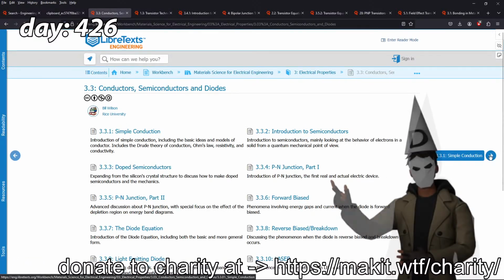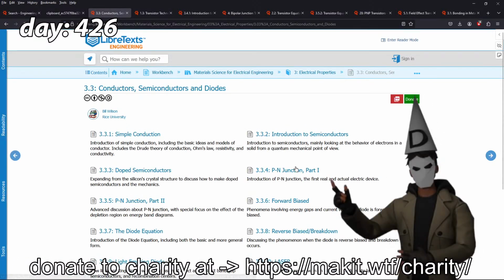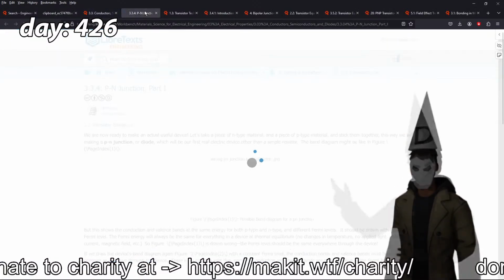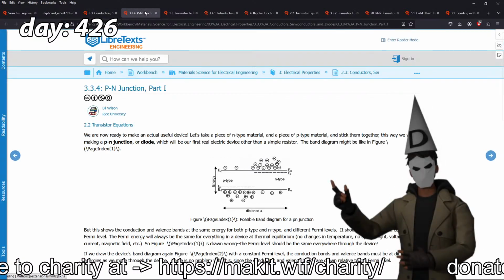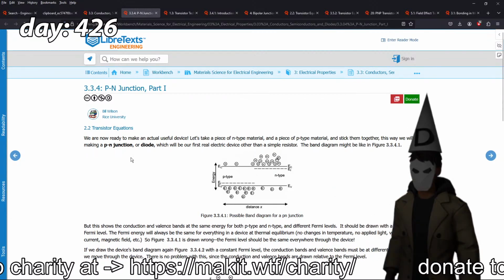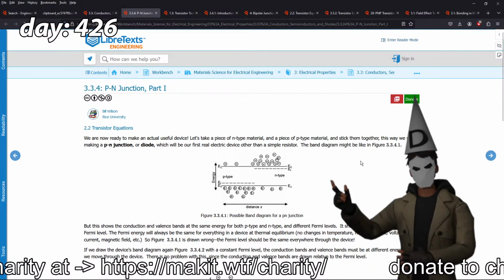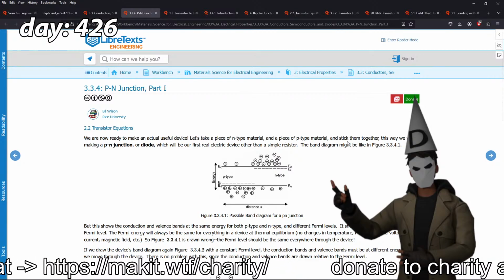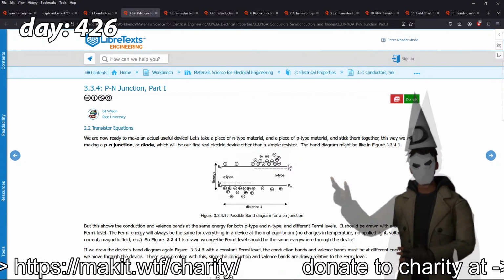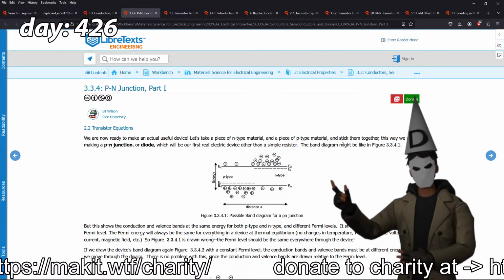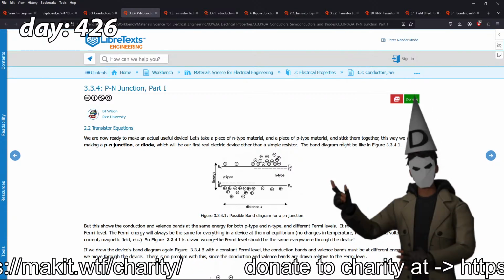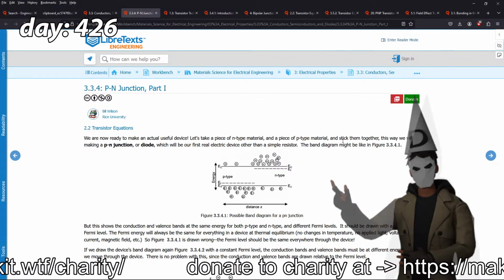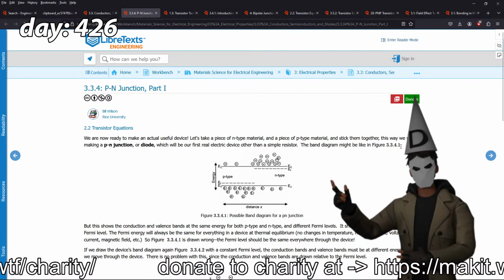P-N junction part 1. We are now ready to make an actual useful device. Let's take a piece of N-type material and a piece of P-type material and stick them together. This way we will be making a P-N junction or a diode, which will be our first electric device other than a simple resistor.